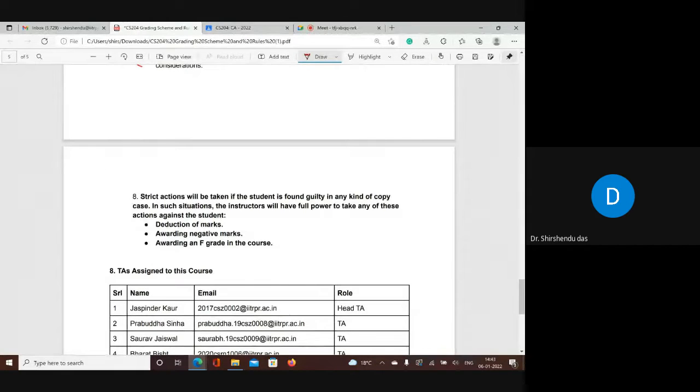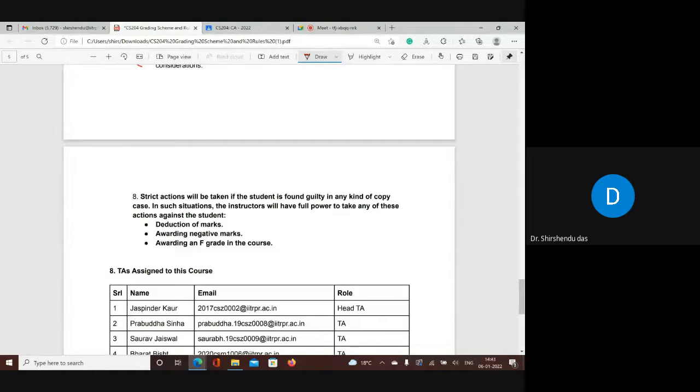But when you write the answer, when you write a program, that should be your own content. You have to understand this very properly, because I will be very strict on it and I will not listen to any request on it. So in such a situation, the instructor will have full power to take any of these actions against you.